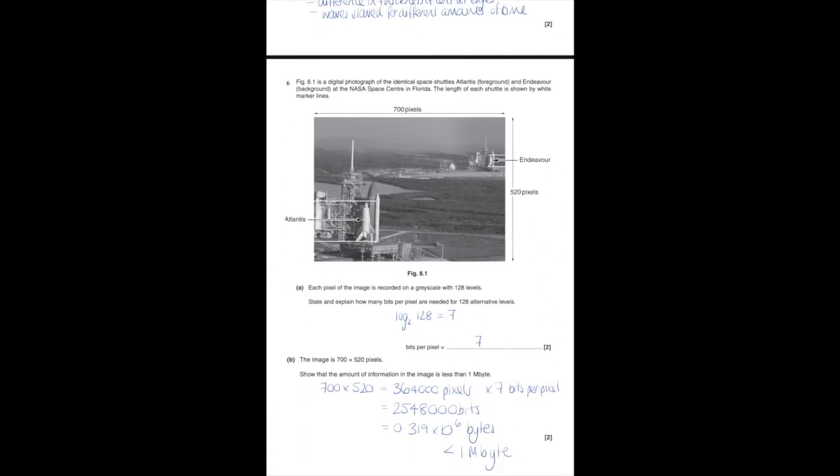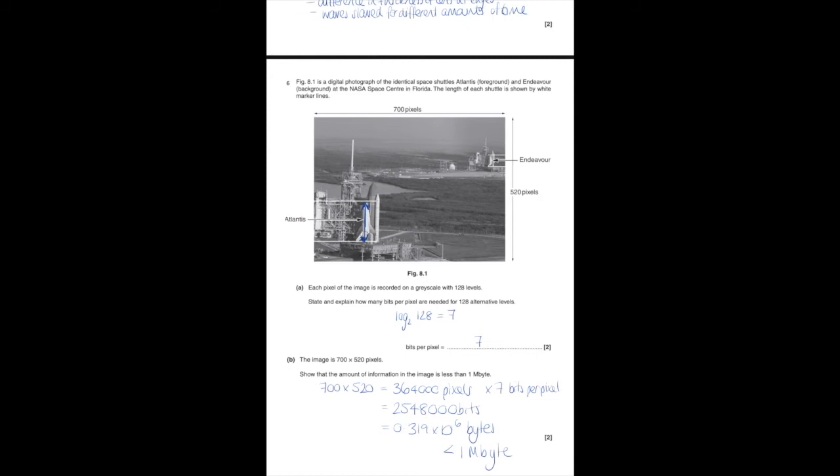Now we've got some information about the resolution at the position of Atlantis, and we're now being asked to work out the real length of Atlantis. So again, we are going back to this idea of taking measurements from our image. So what we need to do is we need to say, okay, how many pixels tall is Atlantis?